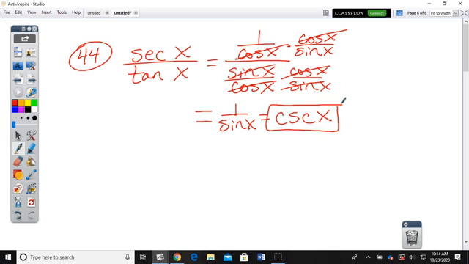Don't let the variables mess you up just because the variable might be different in your book or in your question than it is on your formula sheet, or however you learned it. It doesn't matter. Theta, x, y, z, they're all variables. Okay? Everybody good on 44? 45, very similar.